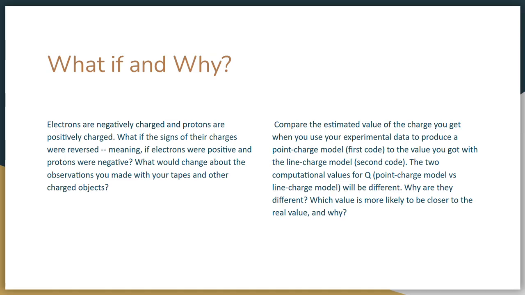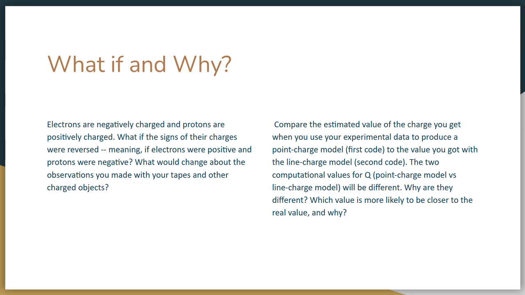Compare the estimated value of the charge you get if you use your experiment data to deduce a point model charge to the value you got with the line model charge. The two computational values for Q will be different. Why will they be different? Which value is likely closer to the real value and why? I found that in the point charge model, my calculated charge is around 9.33 times 10 to the negative 9 coulombs, and in my line charge model, my charge is about 2.57 times 10 to the negative 8.